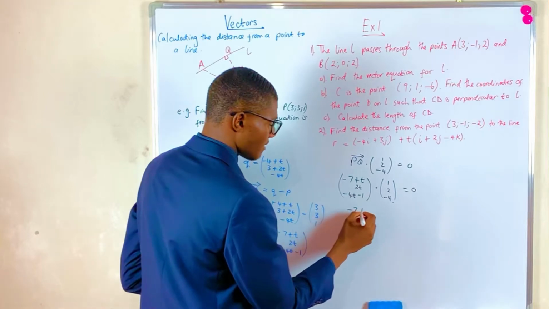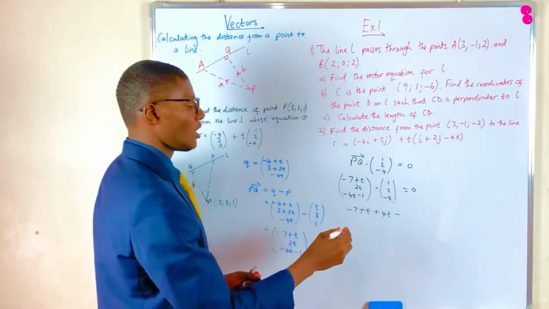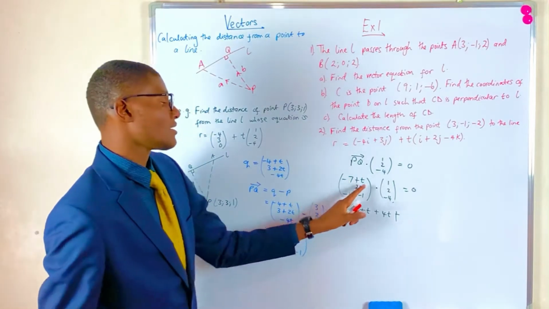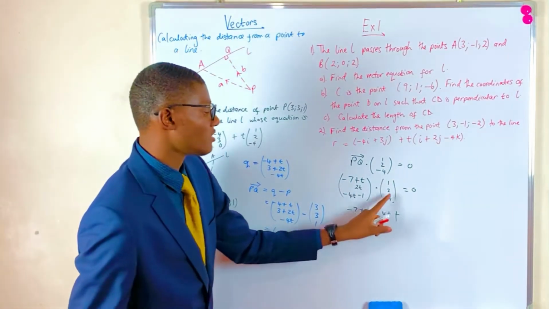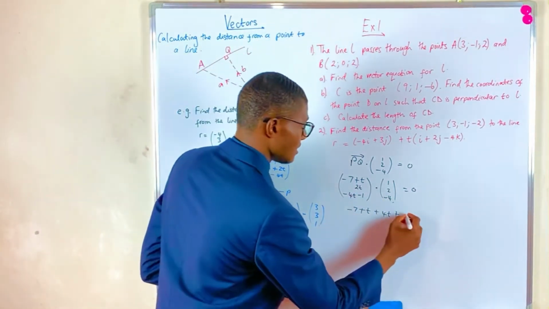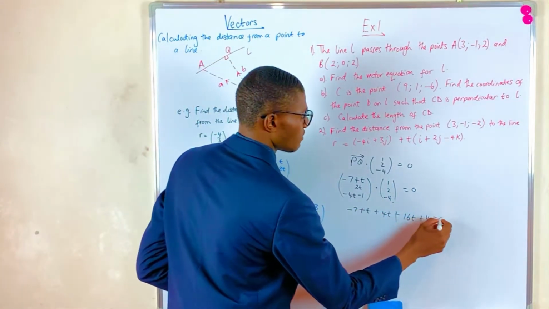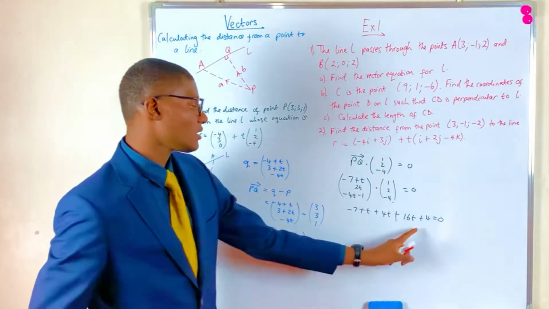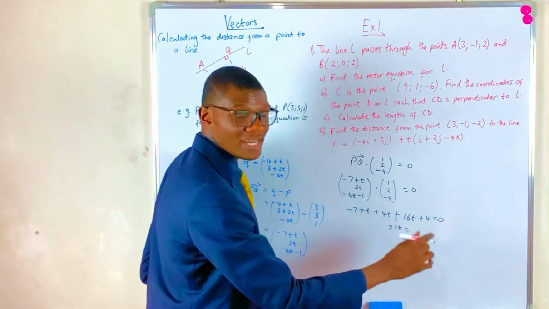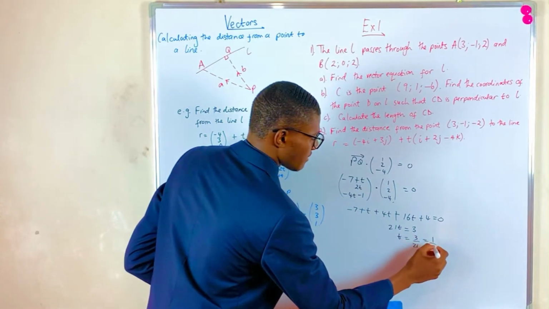So 1 times -7 + t is -7 + t, then plus 2 times 2t, that's 4t, then plus -4 times -4t, that's 16t, and -4 times -1, that's plus 4. This should give us 0. And now let's solve for t. We've got 21t being equal to 3. So t is 3 over 21, which is 1 over 7.